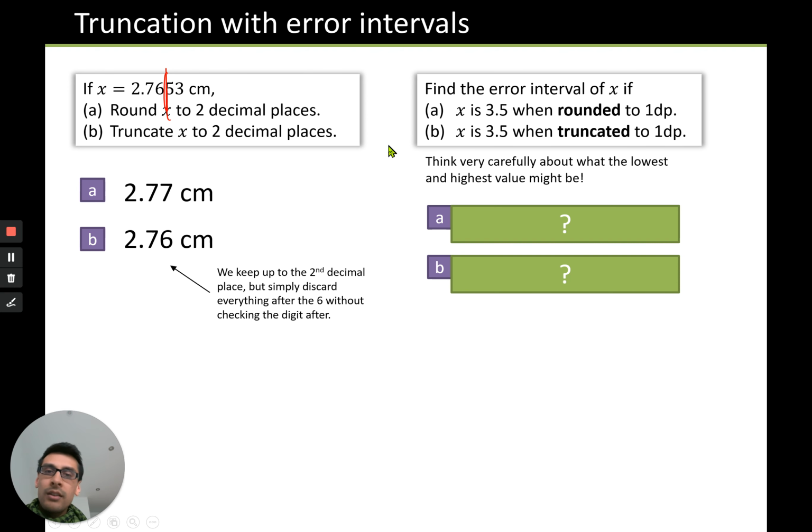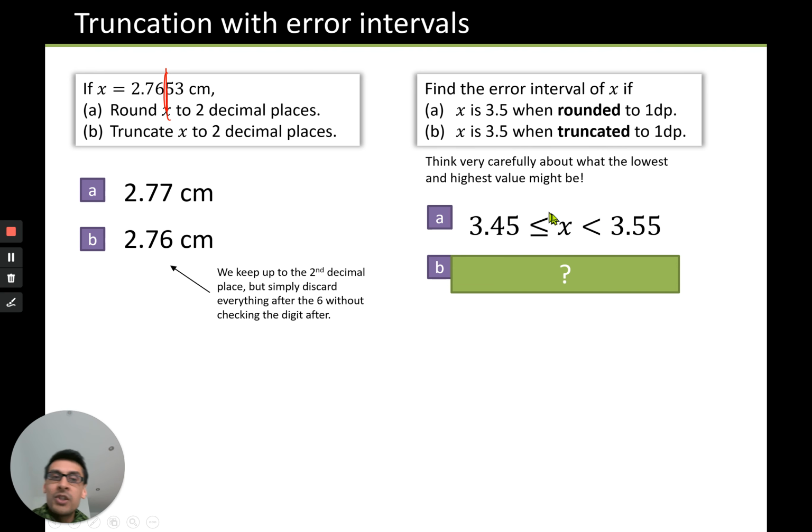Now, working in the other direction, if you're told that there's a number x which rounds to 3.5 when it's rounded to 1 decimal place, we're talking about rounding, not truncating for part A. It's just rounded to 1 decimal place. What's the error interval here? Well, it could be anything from 3.45 up to, but not including 3.55.